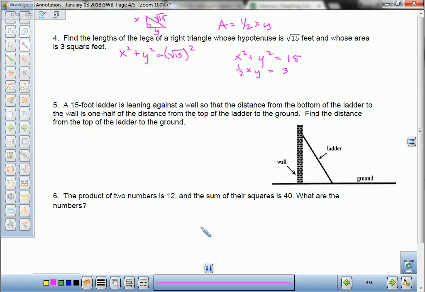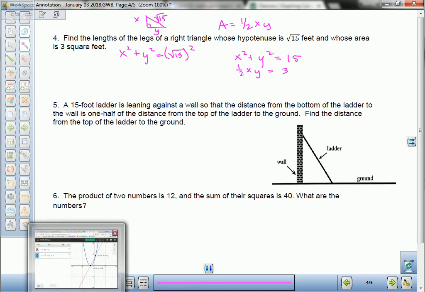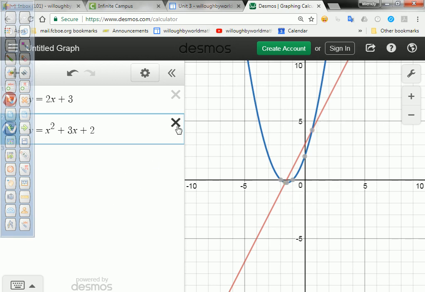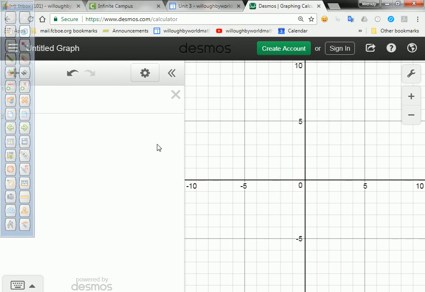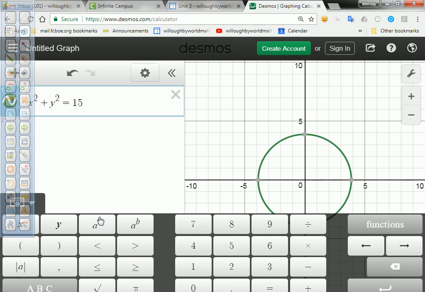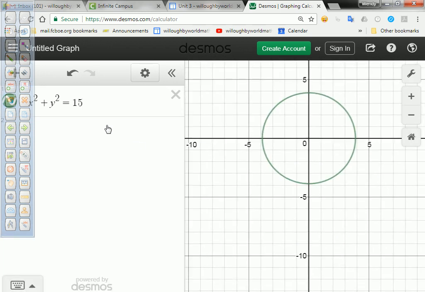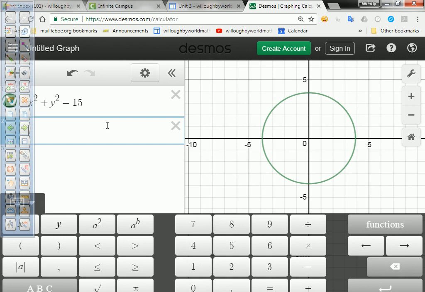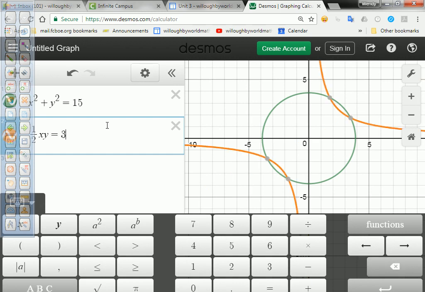Does anybody know what this first equation is going to give us? It's not a function. Anybody familiar with that? Okay, so let's take these off and let's put our new ones in. So we have x squared plus y squared equals 15. What is that? It's a circle. All right, and the other one was 1/2 xy equals 3.